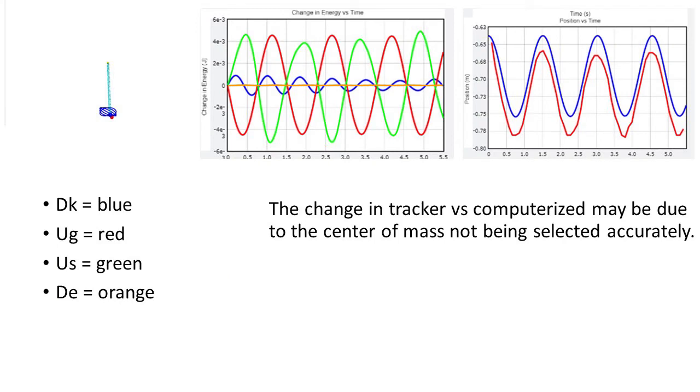Here's a screenshot of my graphs and just another picture of my computational model. My delta K, kinetic energy, is represented in blue, my U grav is represented in red, my Us is represented in green, and my delta E is represented in orange, which we can see is constant at 0. And there's a picture of my Y position versus time, where the red one is the one observed in Tracker, and my blue is the computerized one. The difference between Tracker and the computerized one may be due to the center of mass not being selected accurately or other dissipative forces that I have not used in GlowScript.